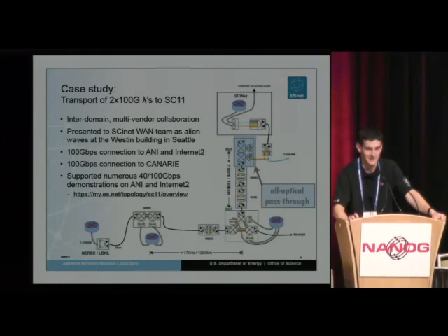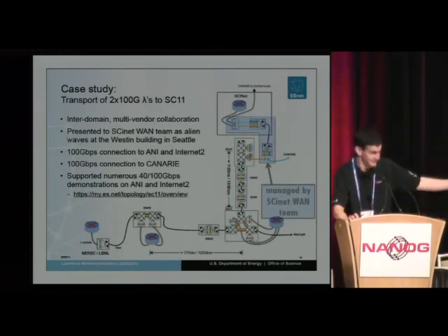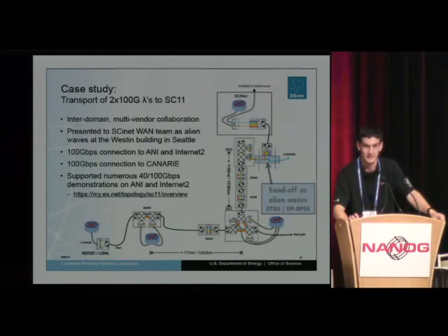And this is where it gets kind of interesting. Once we got to Seattle, instead of terminating the circuit there in the Westin building at the POP, we handed it off to the domain that's managed by the SCinet WAN team here, basically as alien waves. So instead of handing them a 100 gigE client signal, we said, okay, here's an OTU4. Just keep transporting this over to the show floor.